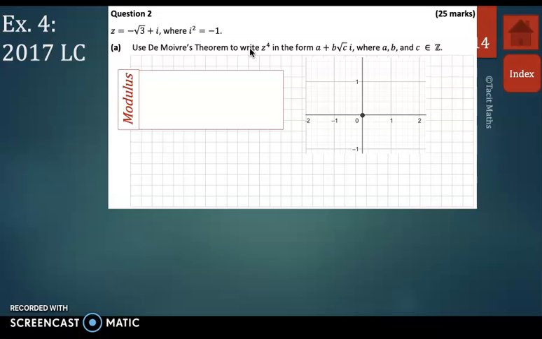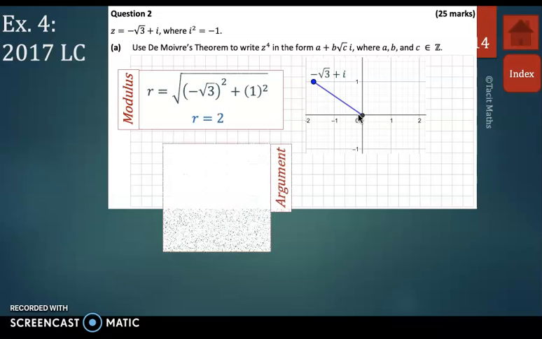So you get your modulus, plot your point on the Argand diagram. The modulus is that distance, don't forget that always, that's the distance from the complex number to the origin. The formula is very straightforward, so the modulus in this case is 2. And the argument then is the angle that it makes with the positive x-axis. So it's this angle here.